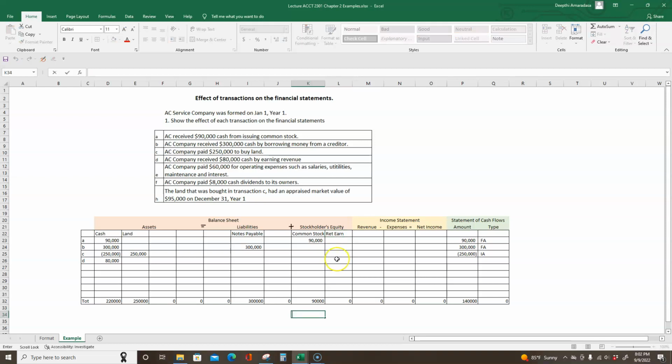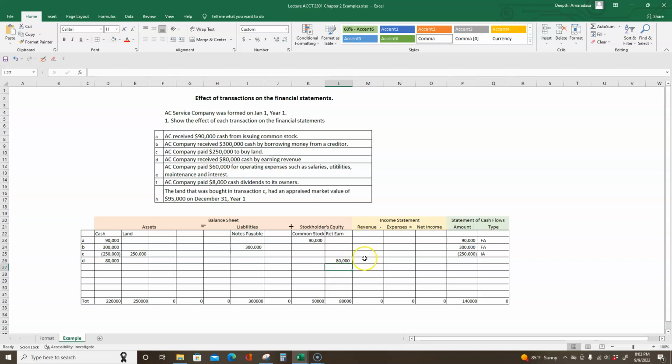So we know that revenues has the effect of increasing retained earnings, so I'm going to put $80,000 as a positive number there. That took care of the balance sheet. Now let's look at the income statement. Did we just have any revenues or expenses for this transaction? Yes, we did. This was a revenue item.